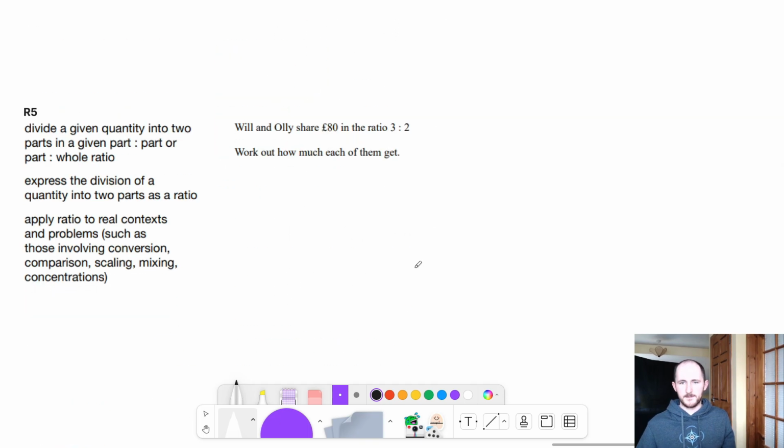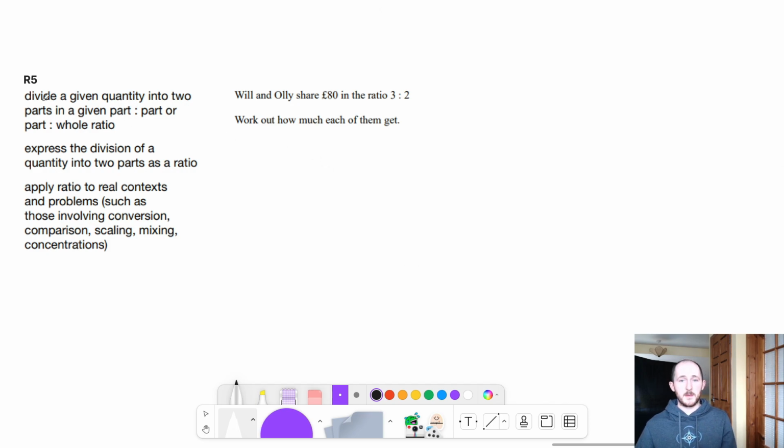Nice and quick. You also need to be able to divide a given quantity into 2 parts in a given part to part or part to whole ratio. God, almost had a stroke reading that. But essentially you need to be able to divide things into ratios. So Will and Ollie share £80 in the ratio of 3 to 2. Here's how I do it.